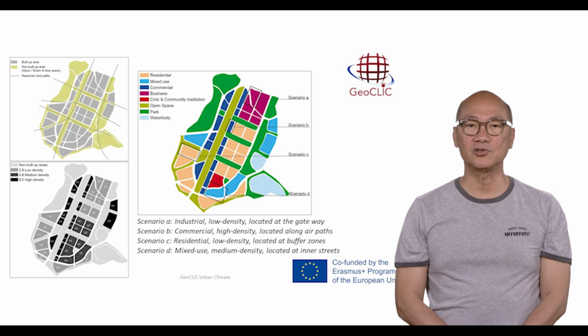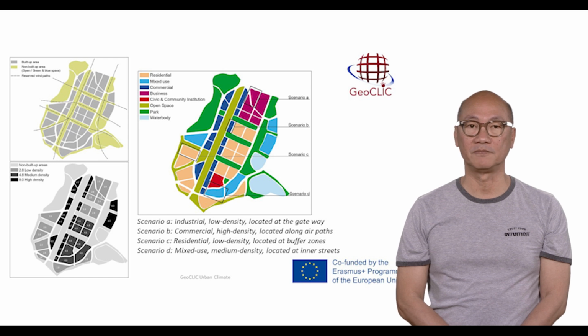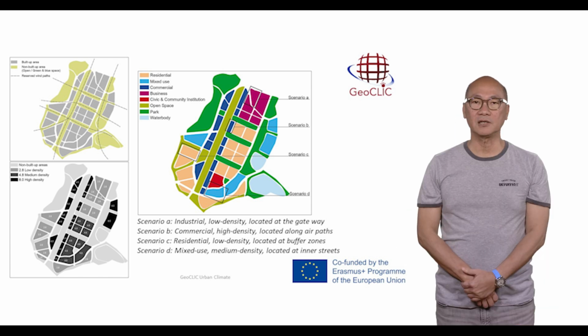To illustrate how general climate-sensitive strategies are suggested for neighborhoods with different densities, land uses, and locations, a selected district in Singapore is taken as an example. The figure on top left shows the reserved wind path among built-up area and open or green spaces. The figure on the bottom left shows the different development densities of the built-up areas.